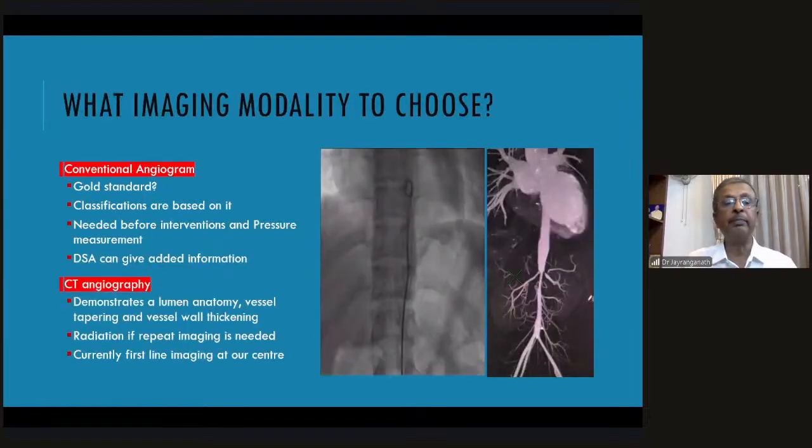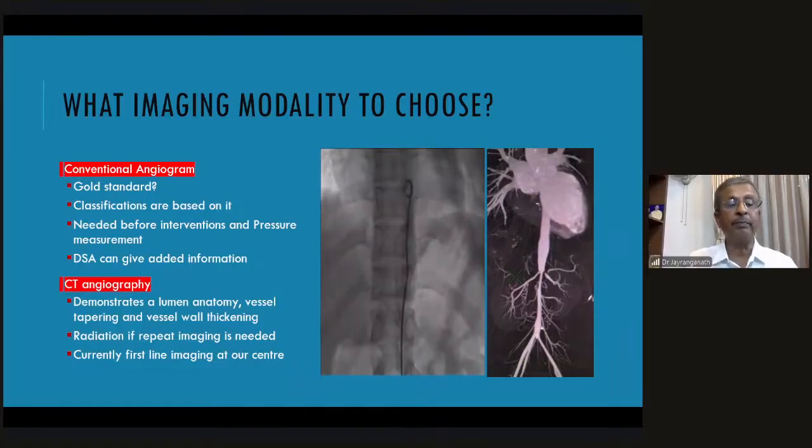So what imaging modality to choose? This is the next question. The conventional angiogram is the gold standard, yes, but it's not really necessary, though the classifications were based on it.